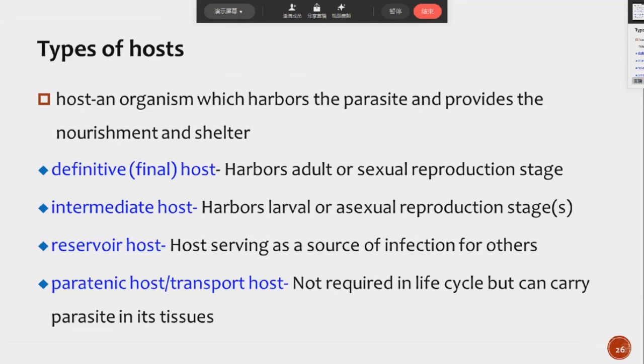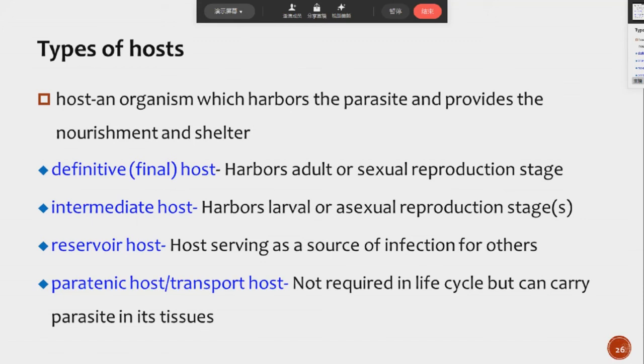Instead, if the larvae stage or the asexual stage is parasitizing, then we call it the intermediate host. So when the larvae stage or the asexual stage is parasitizing, it is the intermediate host. When the adult or sexual stage is parasitic, then we call it the definitive host. So in the intermediate host, the larvae or asexual stage is parasitic.